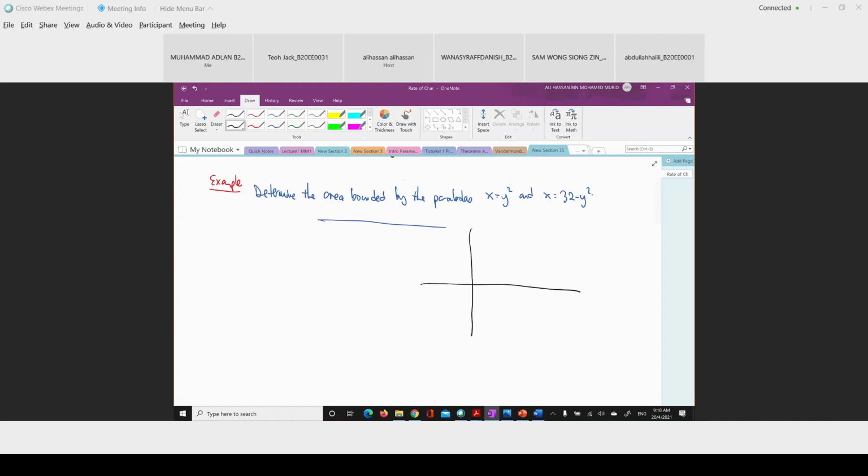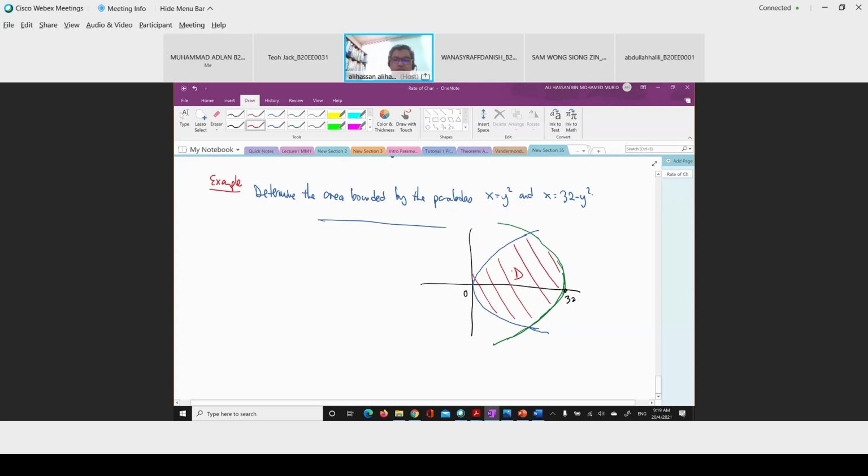While the second parabola is a parabola that opens to the left. When y is 0, x is equal to 32. So this doesn't have to be exact. I'm just doing a sketch here. So when y is 0, x here is 32. So the region is this shaded region here. Let's call it D.